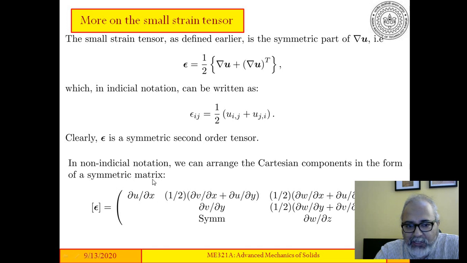The first one will be del u1 del x1, that's epsilon 11, epsilon 12, epsilon 13, epsilon 22, epsilon 23, and epsilon 33. The rest of it is symmetric because we have already seen that for epsilon ij, if you switch j and i, the meaning of the right hand side does not change. So the components are symmetric, so it's a symmetric second order tensor, which can be represented as a symmetric 3 cross 3 matrix whose components in the Cartesian system are going to be like this.